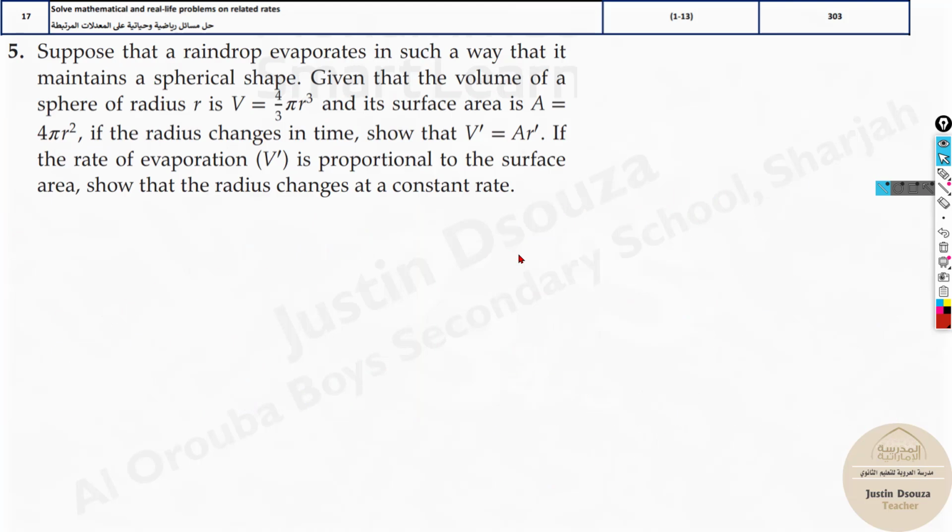Now we have a raindrop again over here. The formula is different, so I'll solve this one as well. You can pause the video, try solving it by yourselves, and then continue watching the explanation.